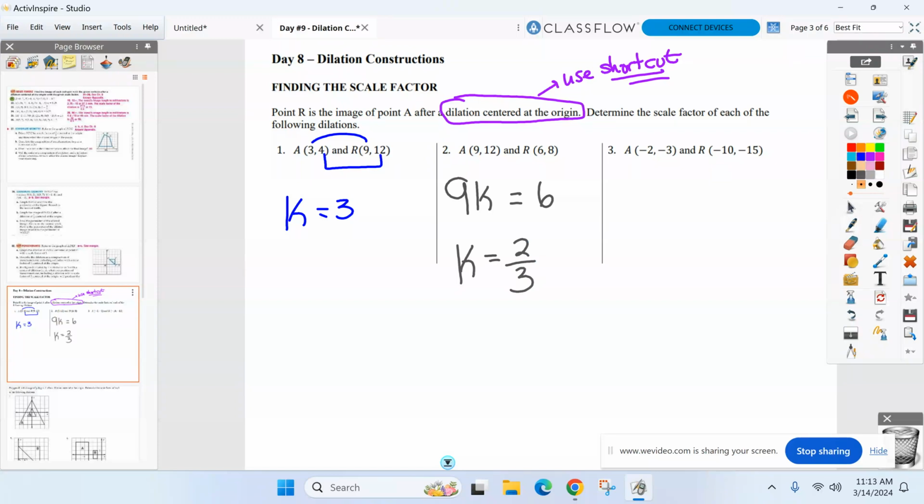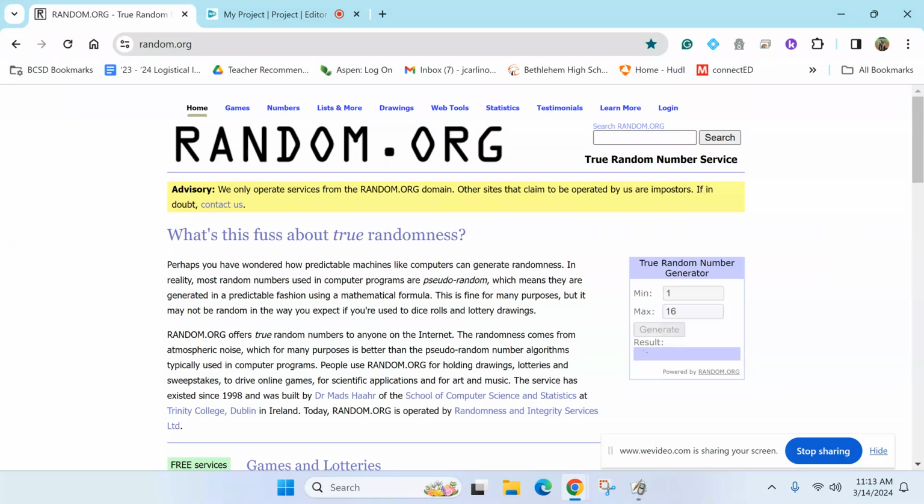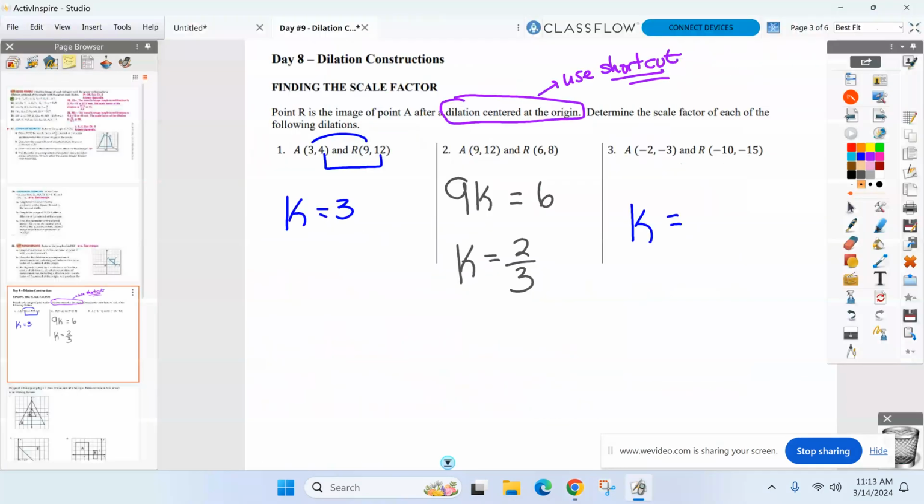And then finally over here, -2 to -10, -3 to -15. If it's not obvious to you, set up an equation. That's not a big deal. Set up an equation. Here we go. 5. Yep. All right. No issues there?